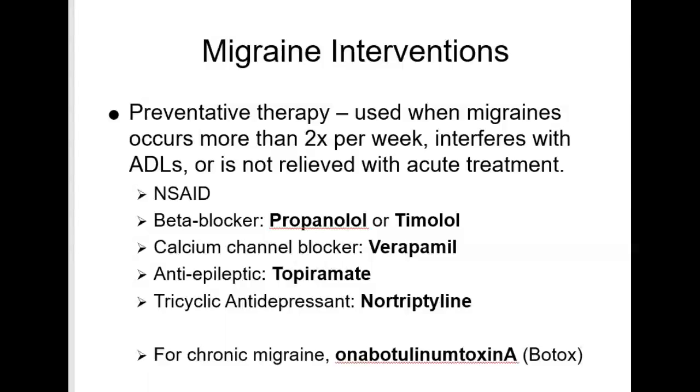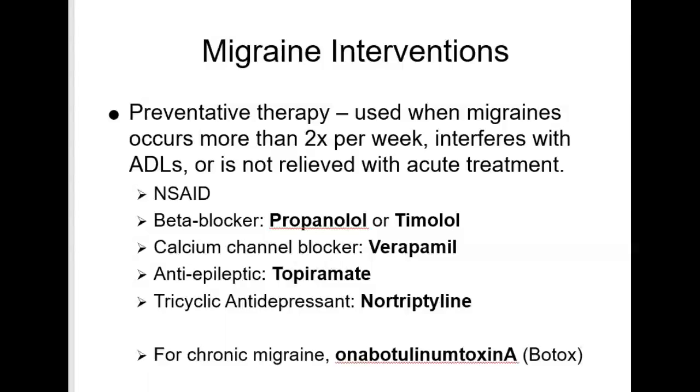So the first classification is good old NSAIDs. They can be taken regularly to help prevent migraines. Propranolol and timolol are the only 2 beta blockers that would be prescribed as preventative therapy for a migraine. Again, you recognize the LOLs as beta blockers. Verapamil is a calcium channel blocker prescribed for migraines.